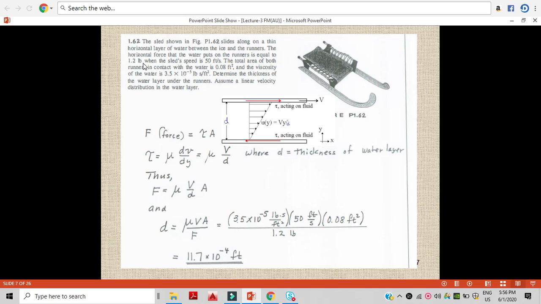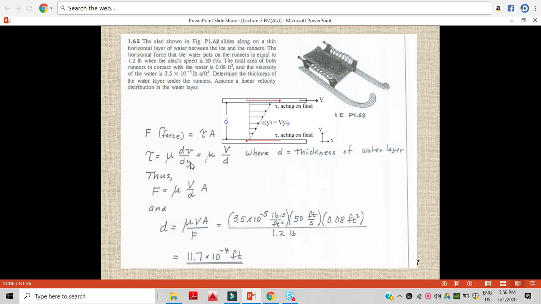So what exactly do we have to do? We have to find out the thickness of water between the runner and the ice. This is the runner and this is the ice. So we have to determine D, the thickness. We know that according to the Newton law of viscosity, tau is equal to mu dV by dy.